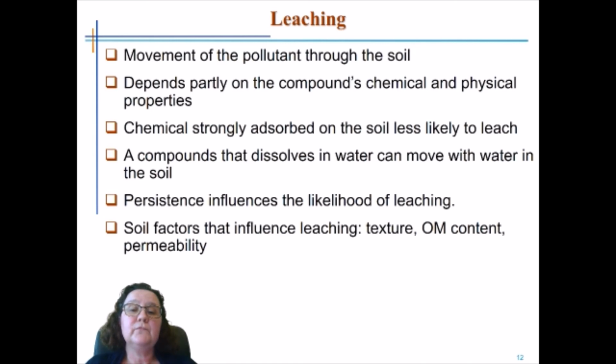And again, things like the texture of the soil, fine soils tend to prevent the chemical leaching, tend to keep the chemical, the persistent organic pollutant, trapped in the soil. The organic matter content, the higher the organic matter content, the easier it will be for the persistent organic pollutant to stay in the soil. Or permeability will affect the ability of a persistent organic pollutant to leach.